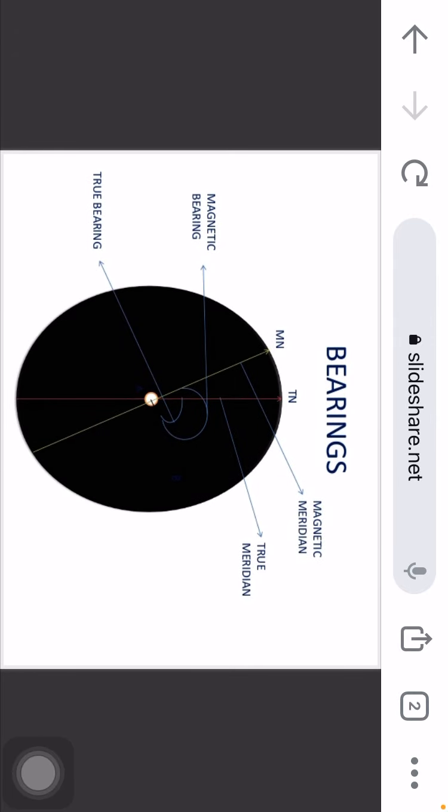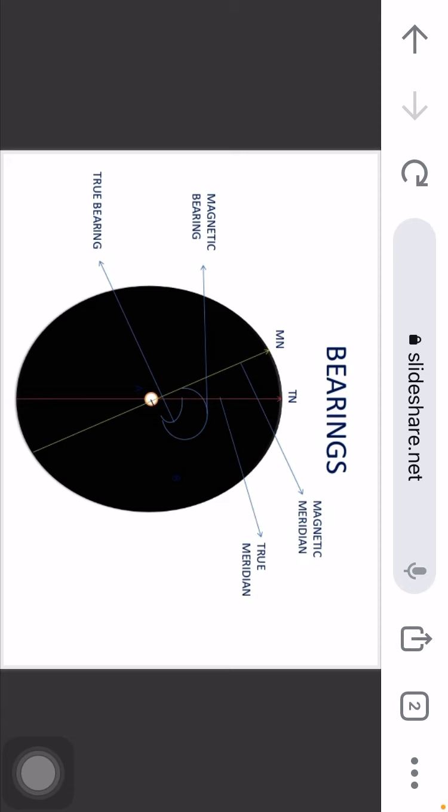See this picture. As we know, the earth is somewhat circular in shape. Here it is written as Tn, the meridian which divides the earth into exactly two parts, passing exactly through the centroid of the earth. That is called the true meridian. With respect to the true meridian, if you measure the bearing, it is called true bearing. Next, a green line which indicates Mn, that is the magnetic meridian.